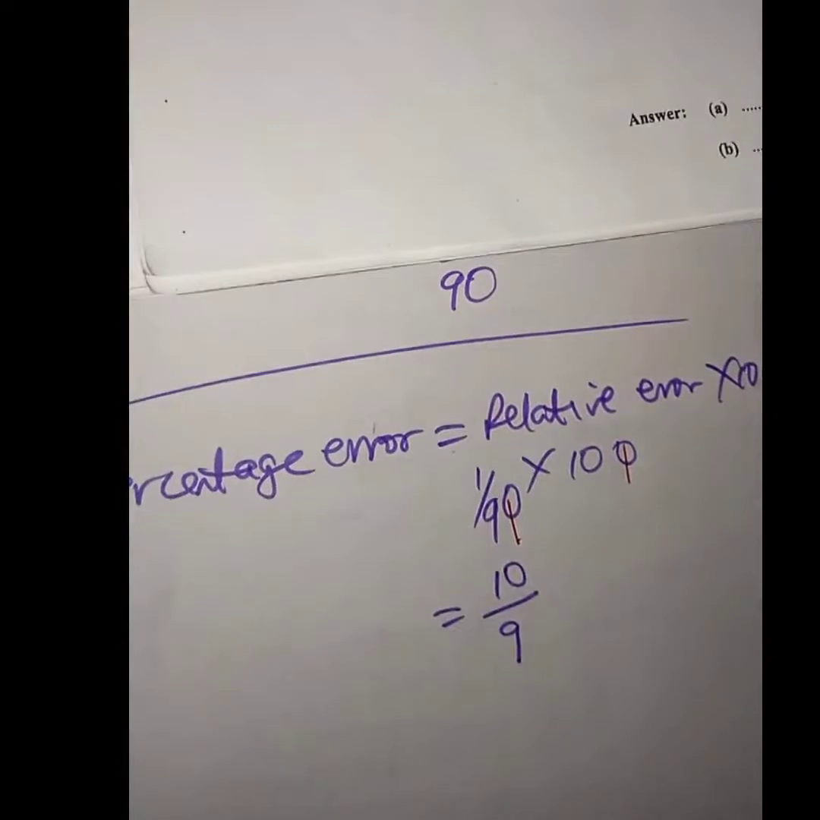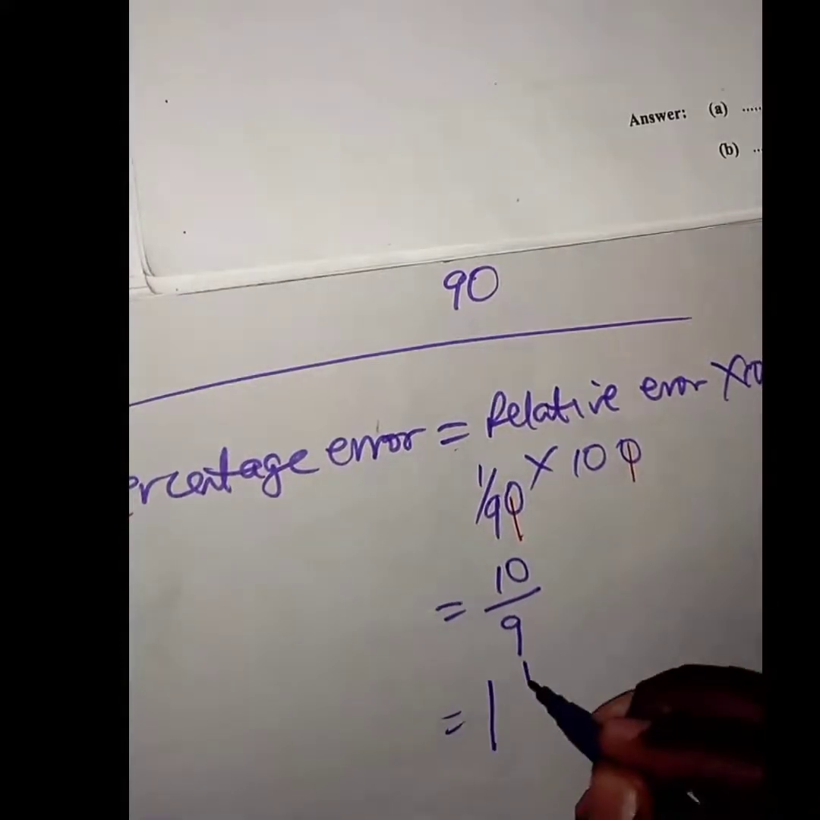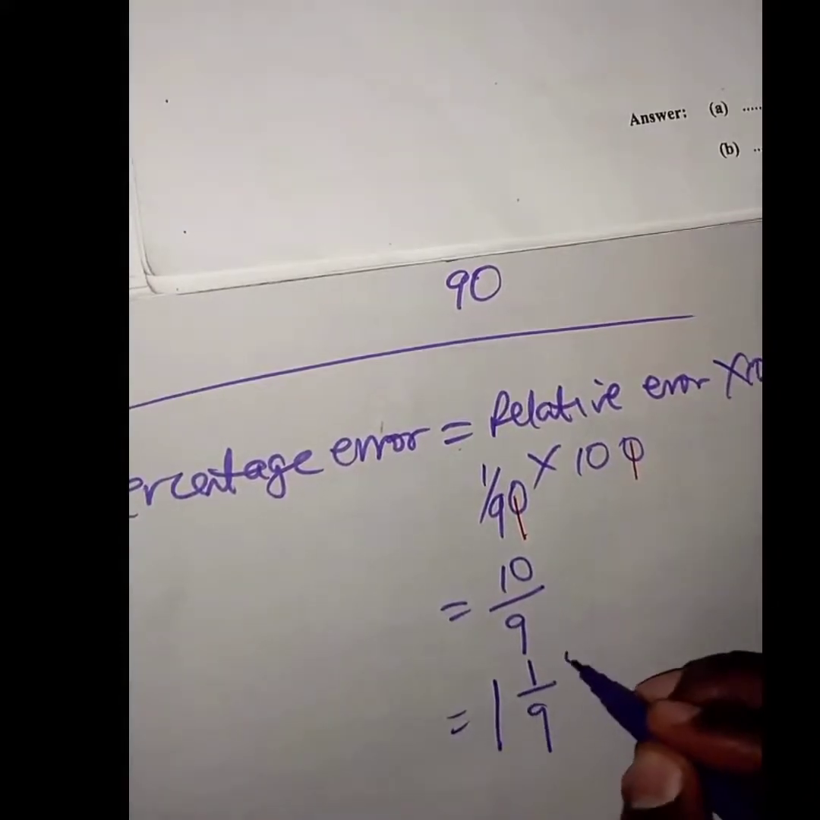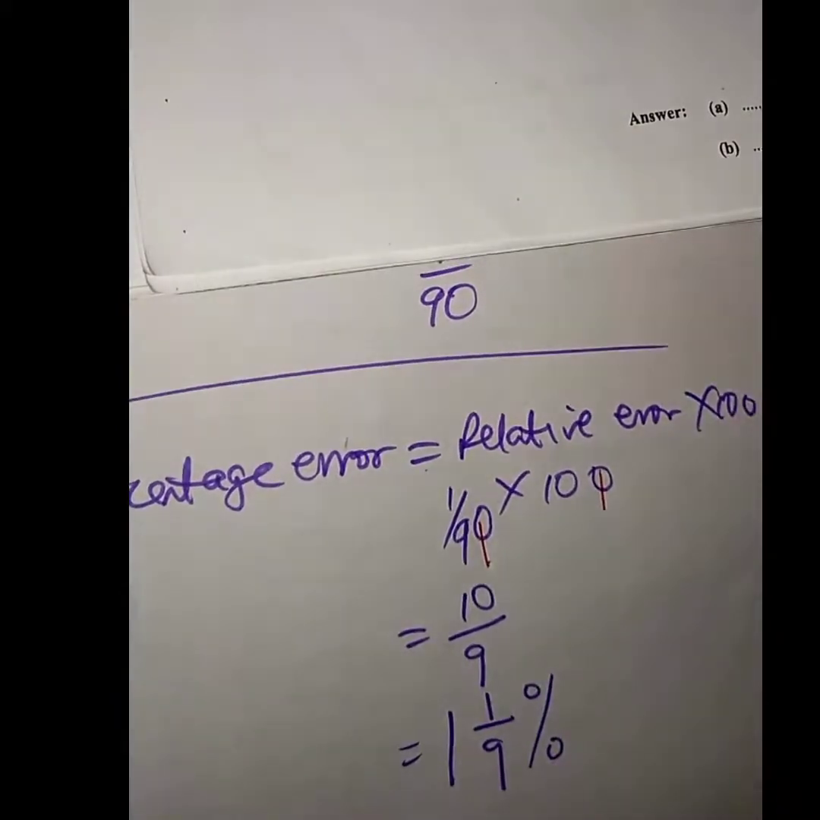9 into 10, what do you get? It goes there once, remainder 1 over the same 9. You put the percentage sign as your percentage error. This is what you're supposed to do.